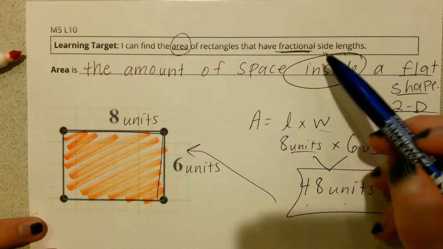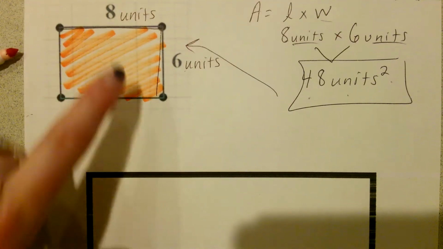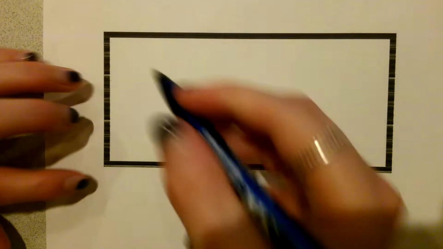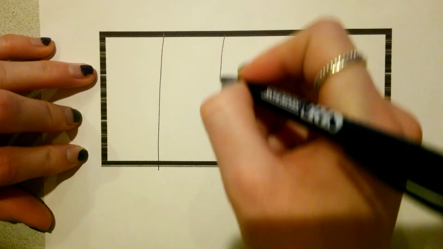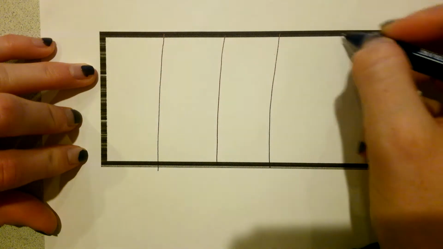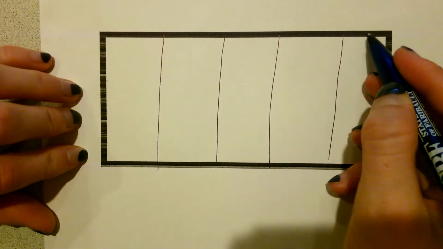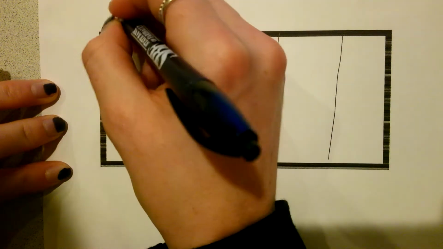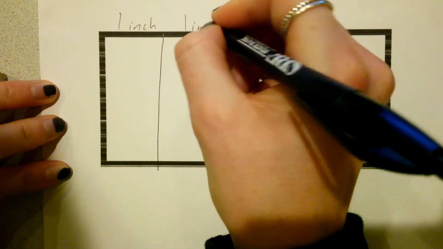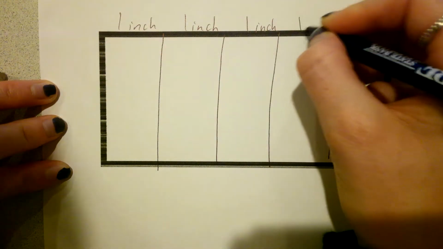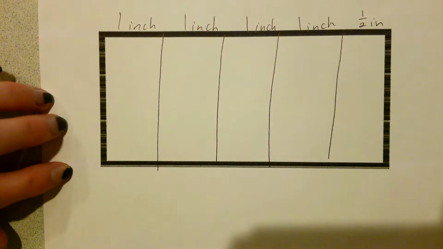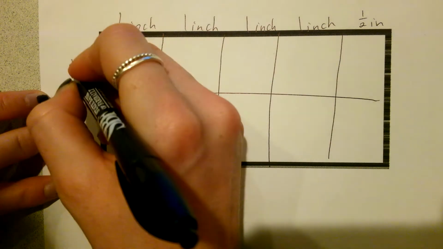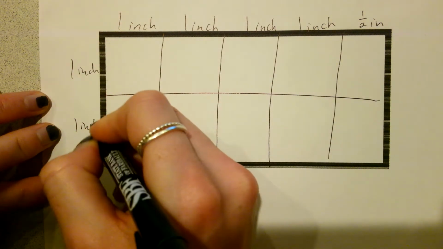Now let's try one with a fractional side unit. That means these two numbers are whole numbers, but we're not going to have whole numbers on this next example. So if I'm going to measure inches on this rectangle, I'm going to say, okay, that's 1 inch, 2 inch, 3 inch, 4 inches, and then I'm just going to have a half of an inch left. It doesn't have a whole inch space, just a half. And let's cut that in half. This is 1 inch and this is 1 inch.